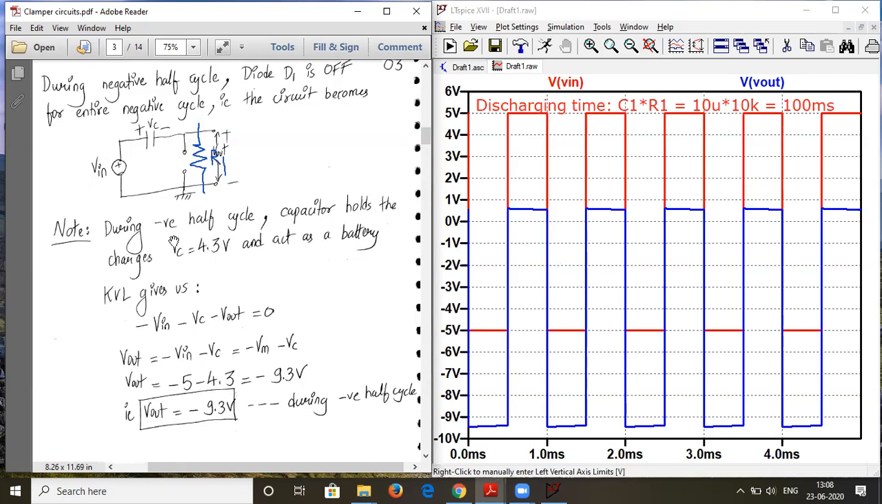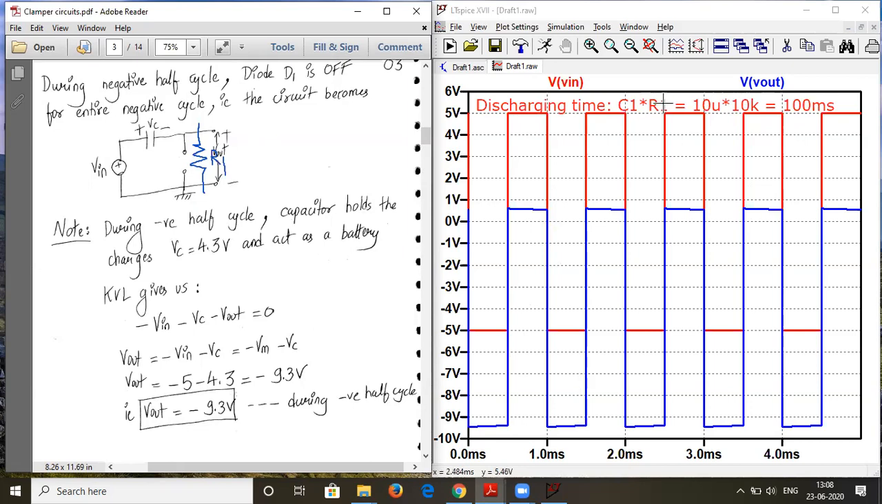So what happens due to that? It will act as a battery. The capacitor will act as a battery in the negative half cycle. Now when you apply KVL in this loop, it will be given by V in minus Vc minus V out is equal to 0.